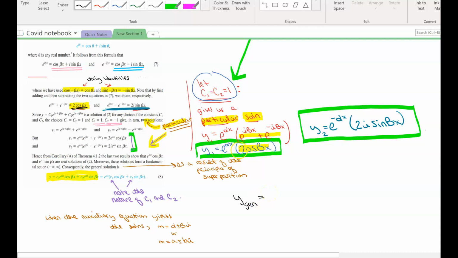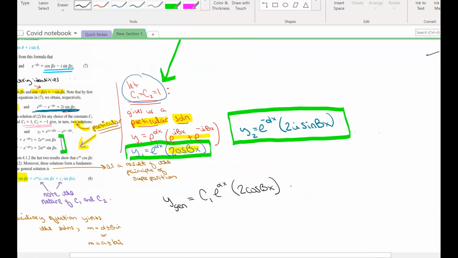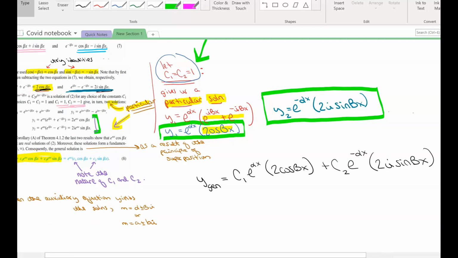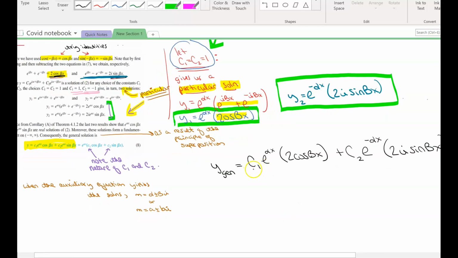Is, let's see, C1 times Y1, e to the alpha x times 2 cosine of bx, we'll clean up in a minute, plus C2 times e to the negative ax times 2i sine bx. Okay, now I'm going to make this look a little nicer because if you look at this expression, constant C1 times 2 can just be a constant in and of itself. So this becomes e to the alpha x.